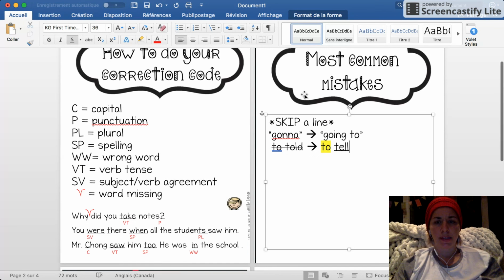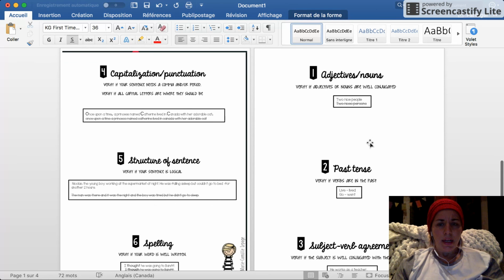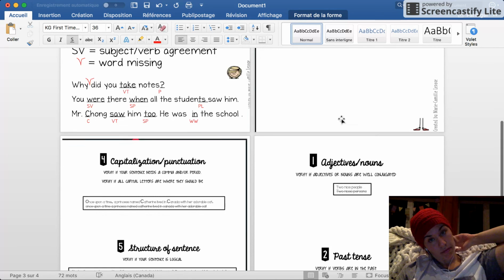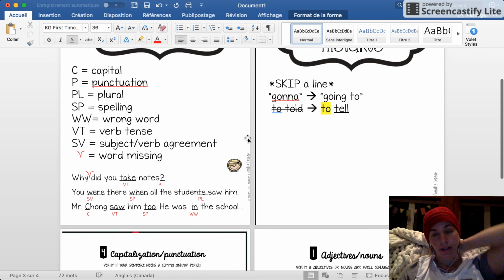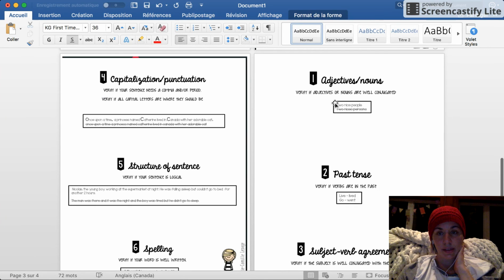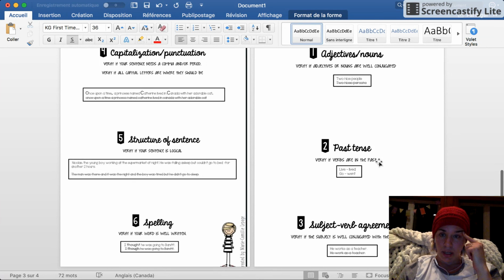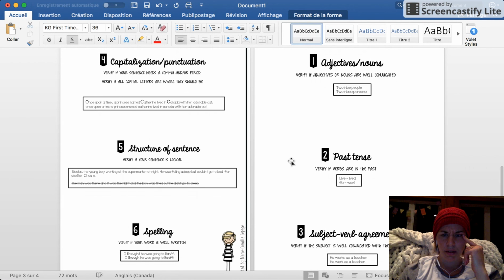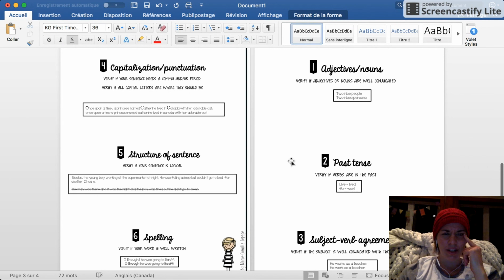We might add few mistakes later in your upcoming written productions. Then, oops, this is not in order. These two pages just explain a little bit about most of the things I wrote here. But first off, whenever you correct your text, make sure you look at your adjectives and nouns, so you verify if they're well conjugated. The past tense, okay, if you're using the correct tense in your text. Subject verb agreement, so verify if the verb is well conjugated with the subject.